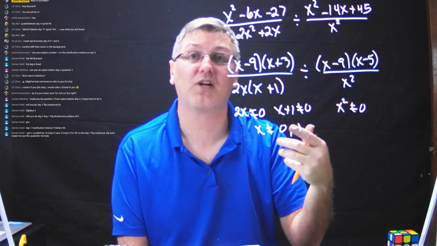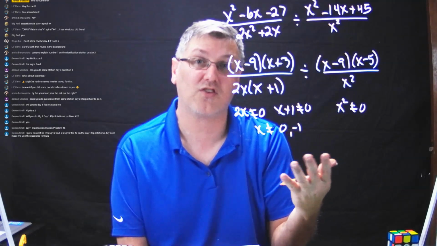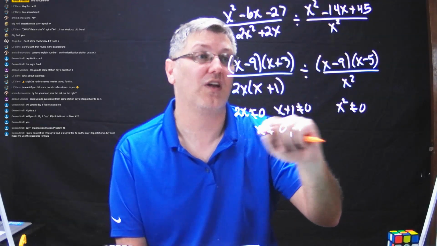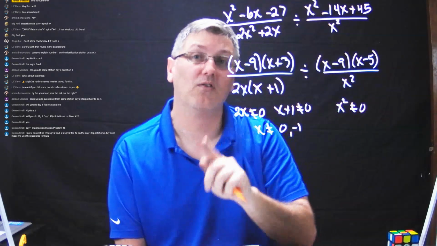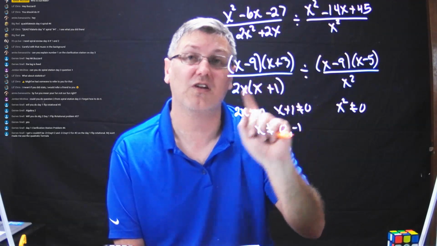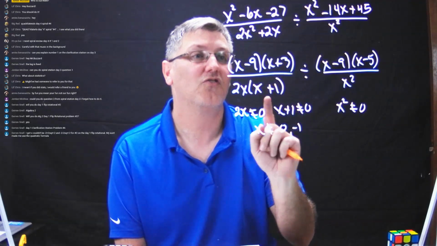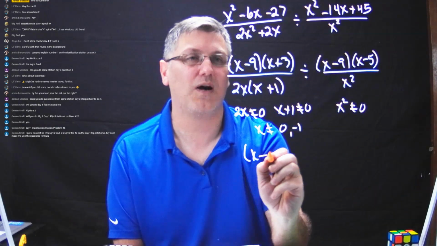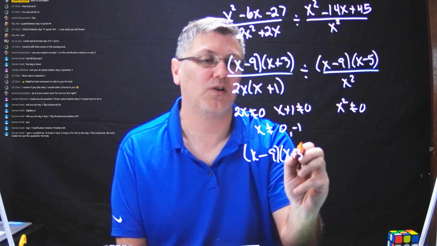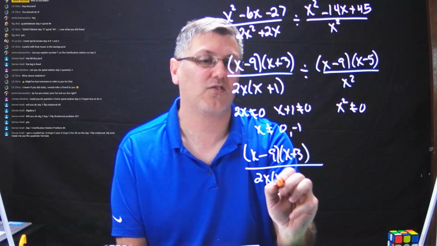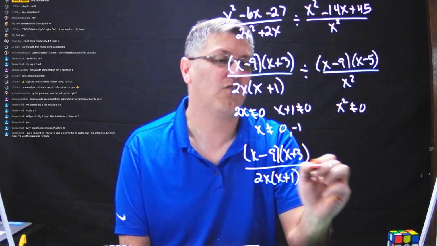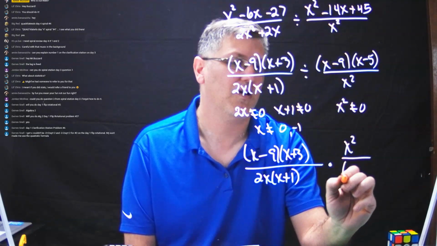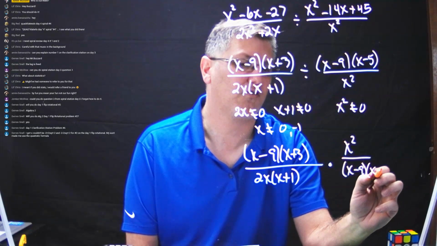Then we're going to have to re-look at what other numbers x cannot equal, because we're never allowed to have 0 in the denominator. So looking here, nothing cancels. Looking here, nothing cancels. I'm not looking at the diagonals yet because this is a division, not multiplication. It's only allowed to be multiplication. So now I'm going to change the division to multiplication, and I'm going to take the reciprocal of this. So I'm going to get x minus 9, x plus 3, all over 2x, x plus 1. And we change division to multiplication, and now I have x squared on top, and I have my x minus 9 and my x minus 5.